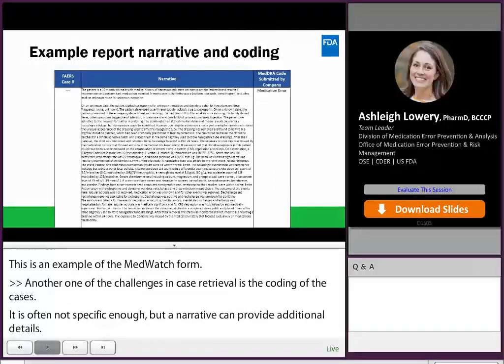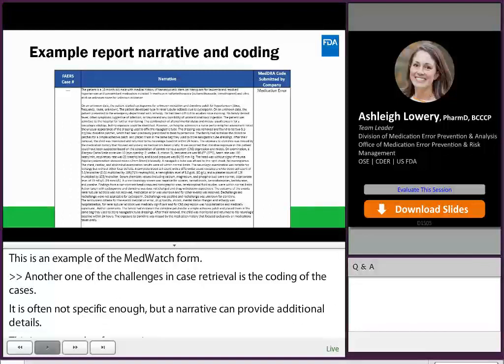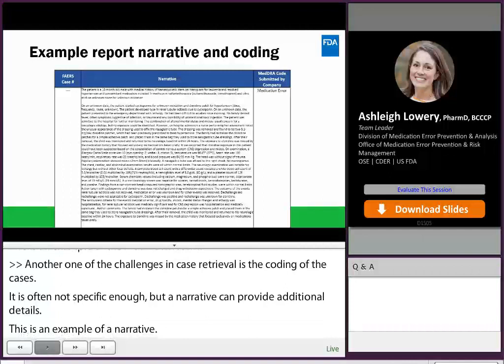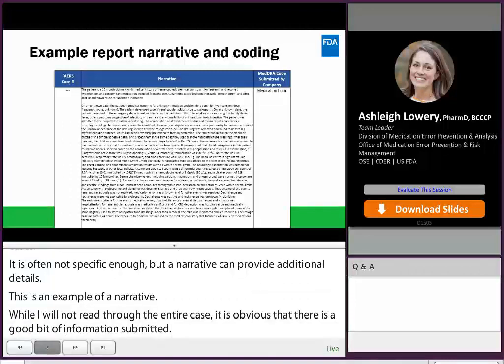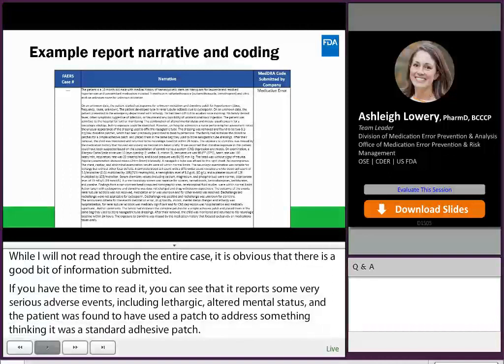And if you had the time to read, you would see that it reports some various adverse events, including altered mental status, lethargy, renal tubular acidosis, and the patient was found to have used a clonidine patch to attach an NG tube dressing, thinking that it was a standard adhesive patch. The coding, however, was simply medication error, which could refer to a number of different events, but more specific terms would facilitate retrieving any similar cases during case retrieval.